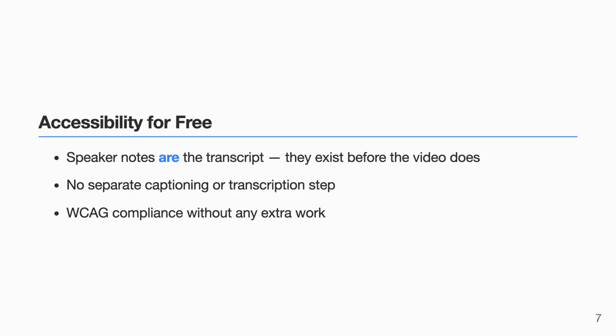Web content accessibility guidelines require text alternatives for multimedia, which usually means someone has to go back and caption the video after the fact. It's tedious, so it often doesn't happen. But with this approach, you wrote the transcript first. The text alternative exists before the video does.